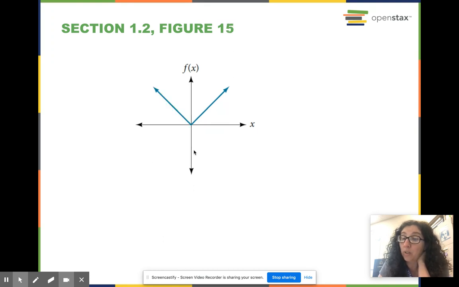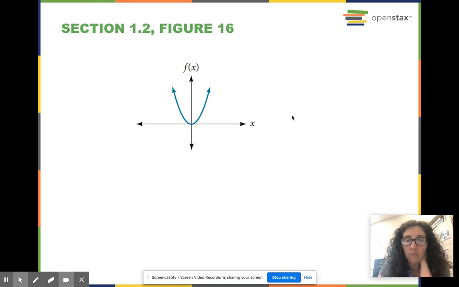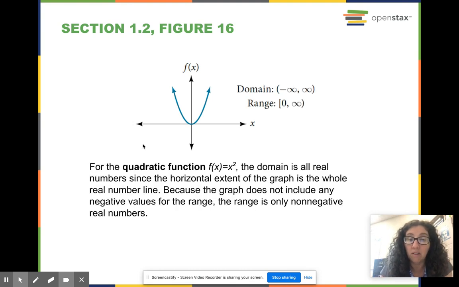What's this? What toolkit function is this? This is absolute value. Domain, all real values, negative infinity to infinity. The range is going to go from 0 to infinity, and it includes 0, right? So that's a square bracket there. How about this one? What function is this? That is x squared, right? That's a parabola. Domain, negative infinity to infinity. Range, 0 to infinity, inclusive of 0.